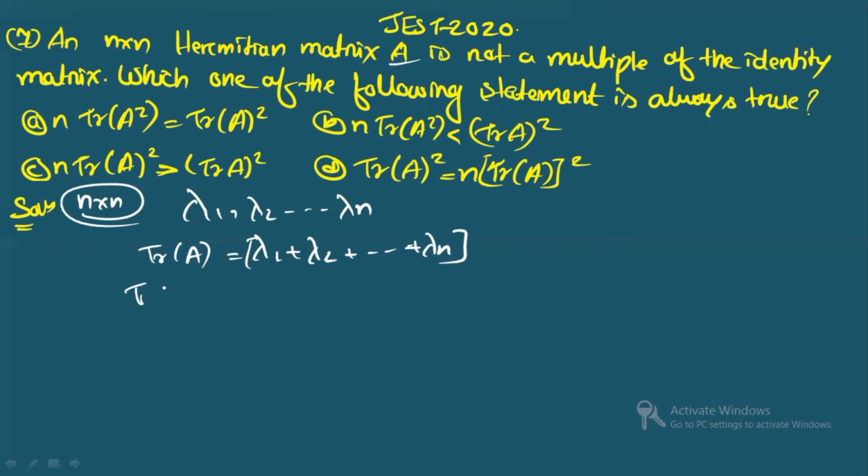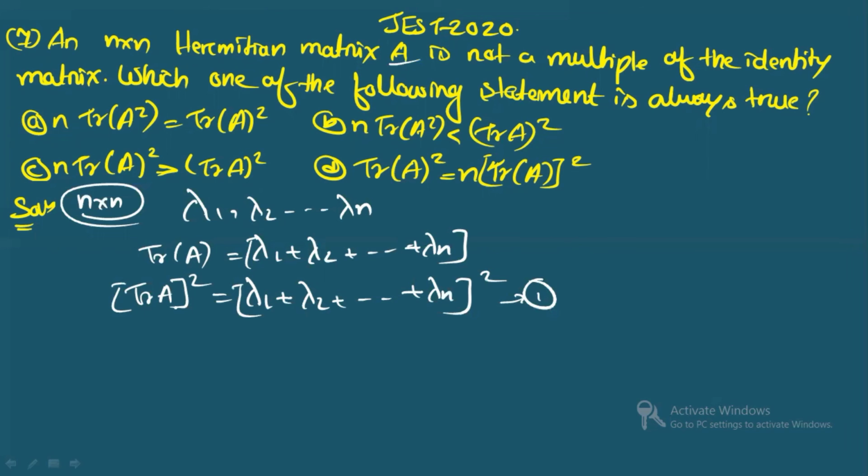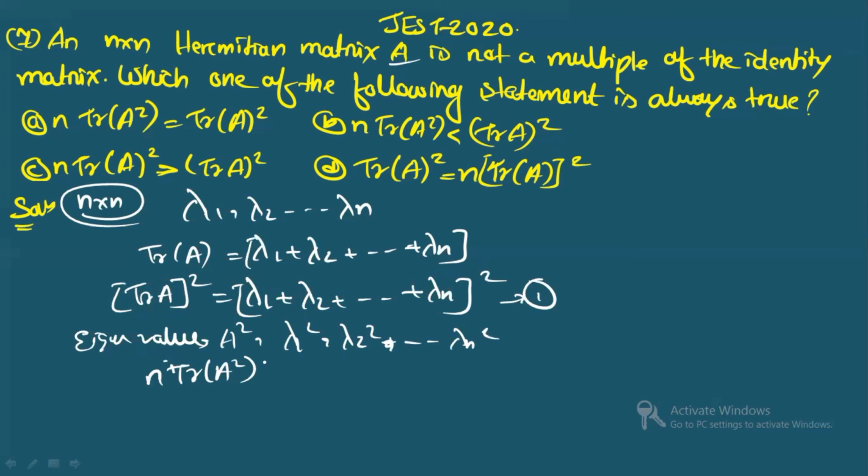Clear? Similarly, if you take the trace of A square, because this is what is required now, it will be lambda 1 plus lambda 2 plus lambda n, whole square. This is equation 1. Now we have already seen the properties: if the eigenvalues of an n cross n matrix are lambda 1, lambda 2 and so on, then for A square, they will be lambda 1 square, lambda 2 square, up to lambda n square. So if I take the trace of A square multiplied by n, I'll get n into lambda 1 square plus lambda 2 square plus lambda n square, right?